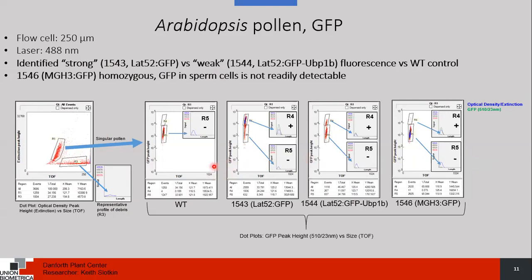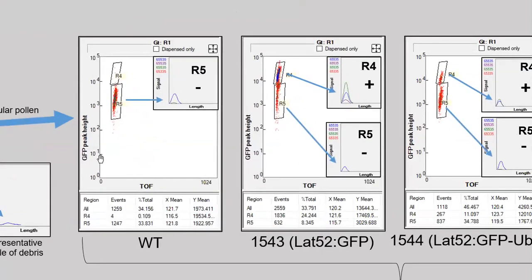Okay. The wild type levels of GFP peak height fell within this region here, and that is your baseline autofluorescence GFP. Now, in the line that is LAT52 GFP, you see this big shift where the vast majority have now moved up from this region of R5 up into the region of R4. And when you take a look at a representative profile from this region, you see that it has the green fluorescent peak.